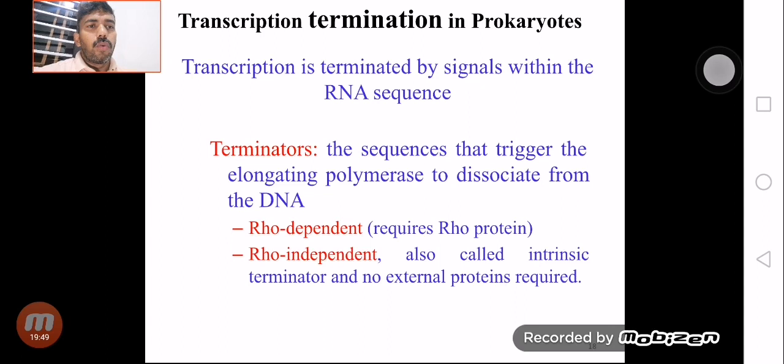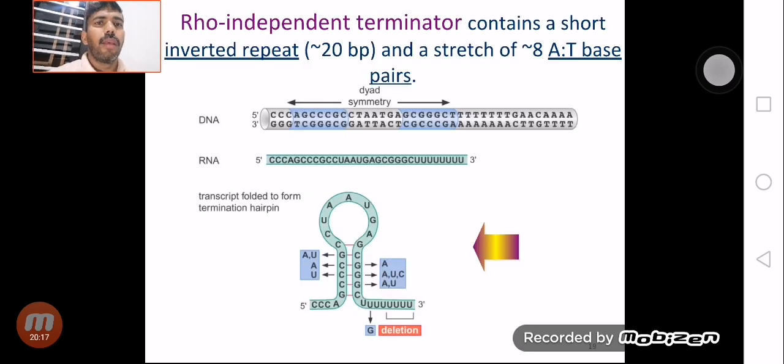Right. So in the rho dependent process, as the name indicates, there is an external protein involved in the process called rho protein, and with the help of the rho protein the termination will happen. And in the second one there is no external protein, and hence you can consider this as an intrinsic mechanism, and both types of termination process occur in different genes. And we will first see the rho independent mechanism.